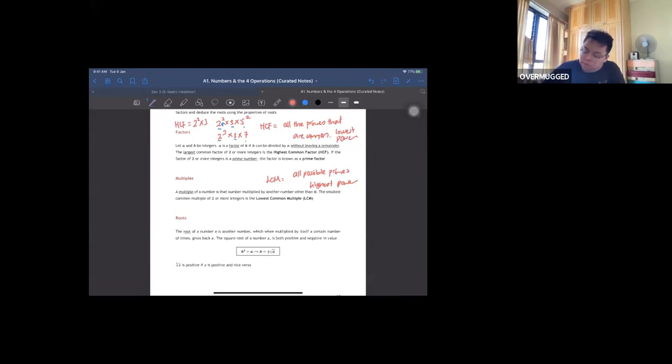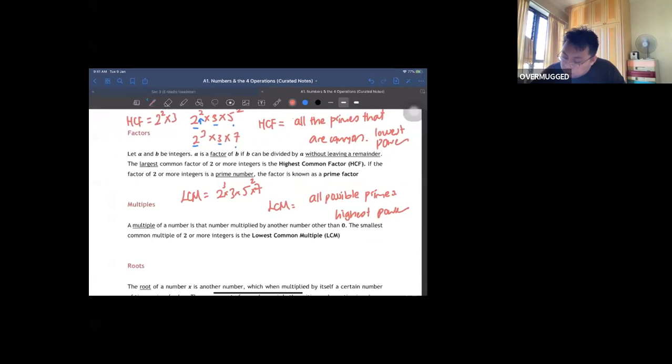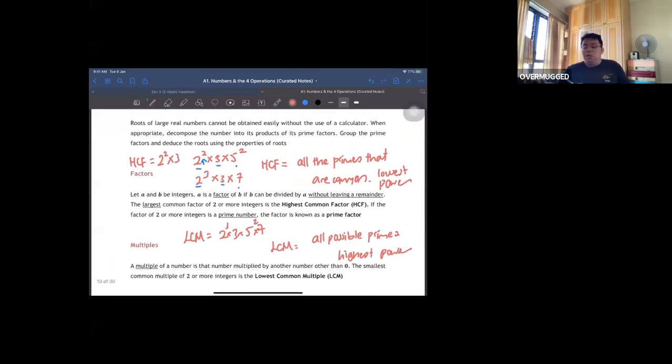So let's write the LCM. LCM for this case will be 2, 3, 5, and 7, and the highest possible power. So 2 cubed, 3, 5 squared, and single 7. Okay, and these are all the values. So this is the main difference between HCF and LCM.